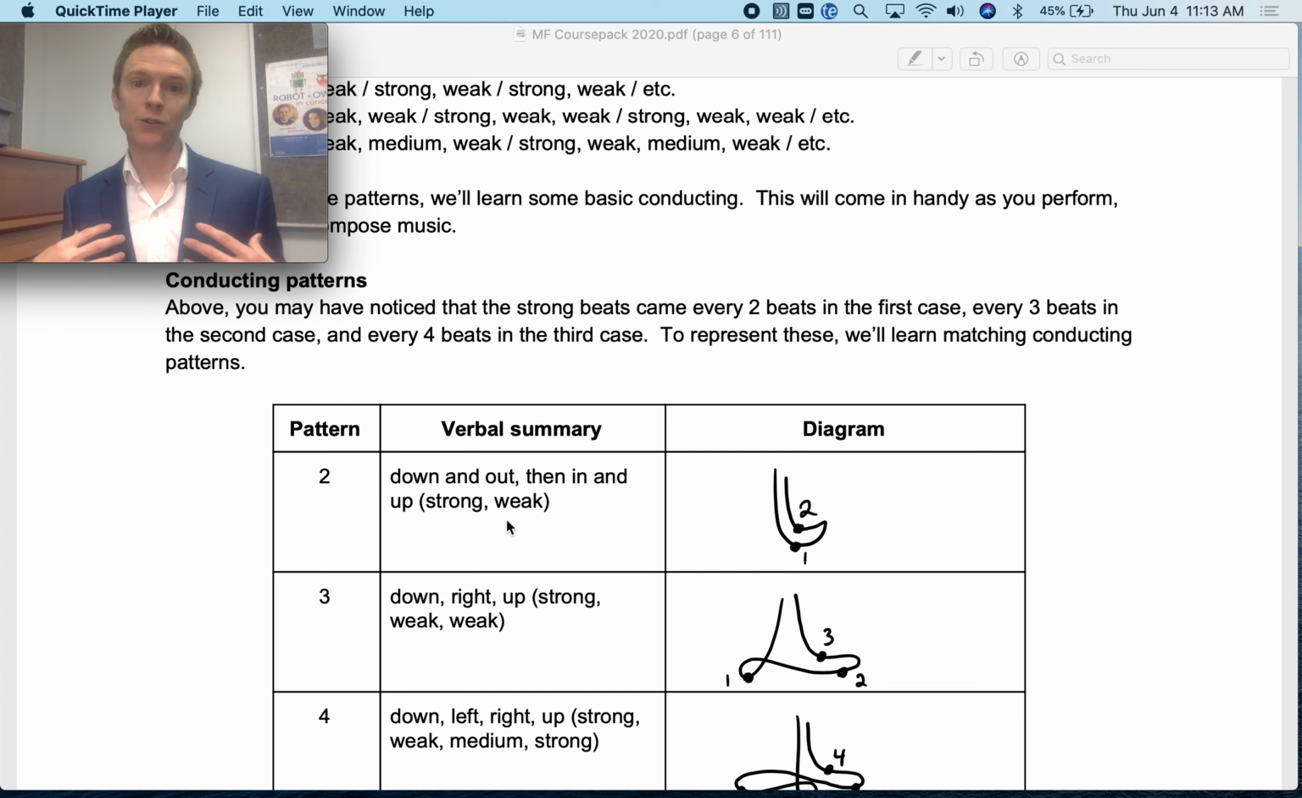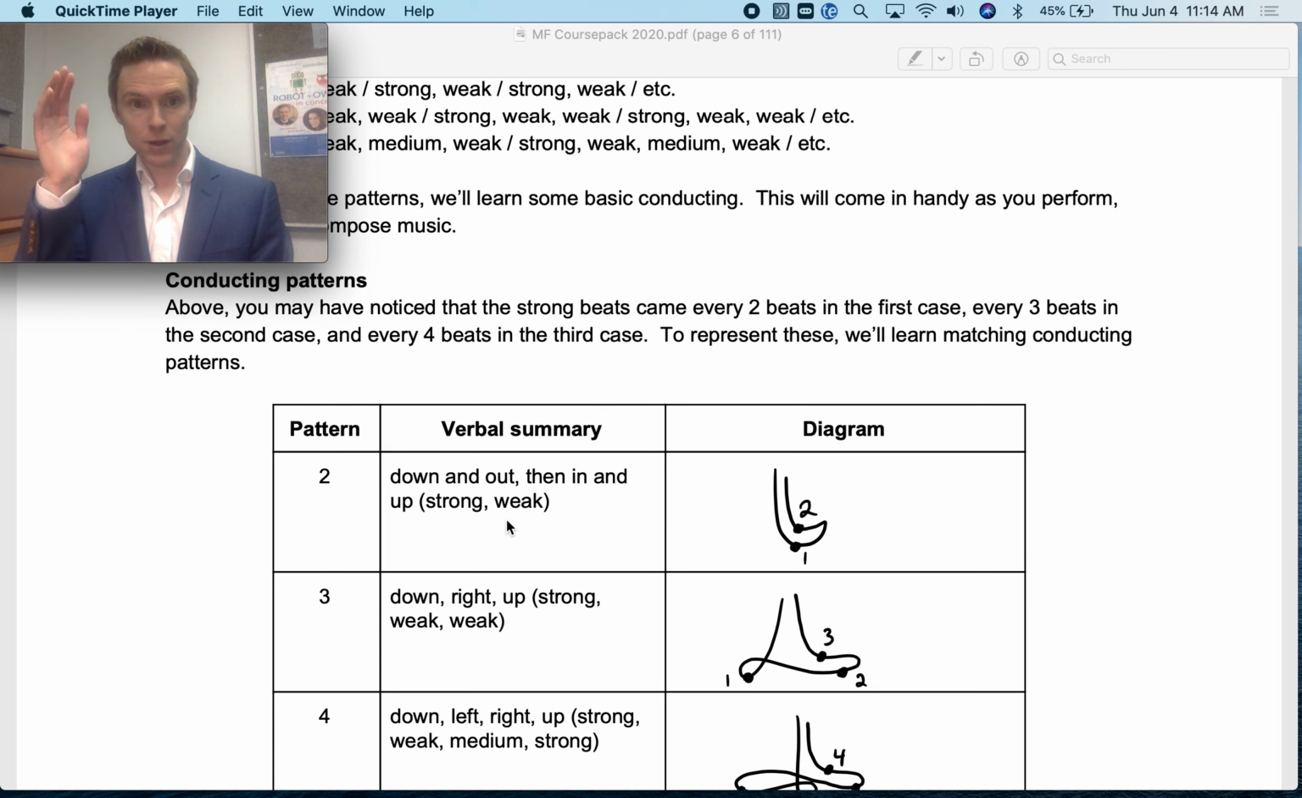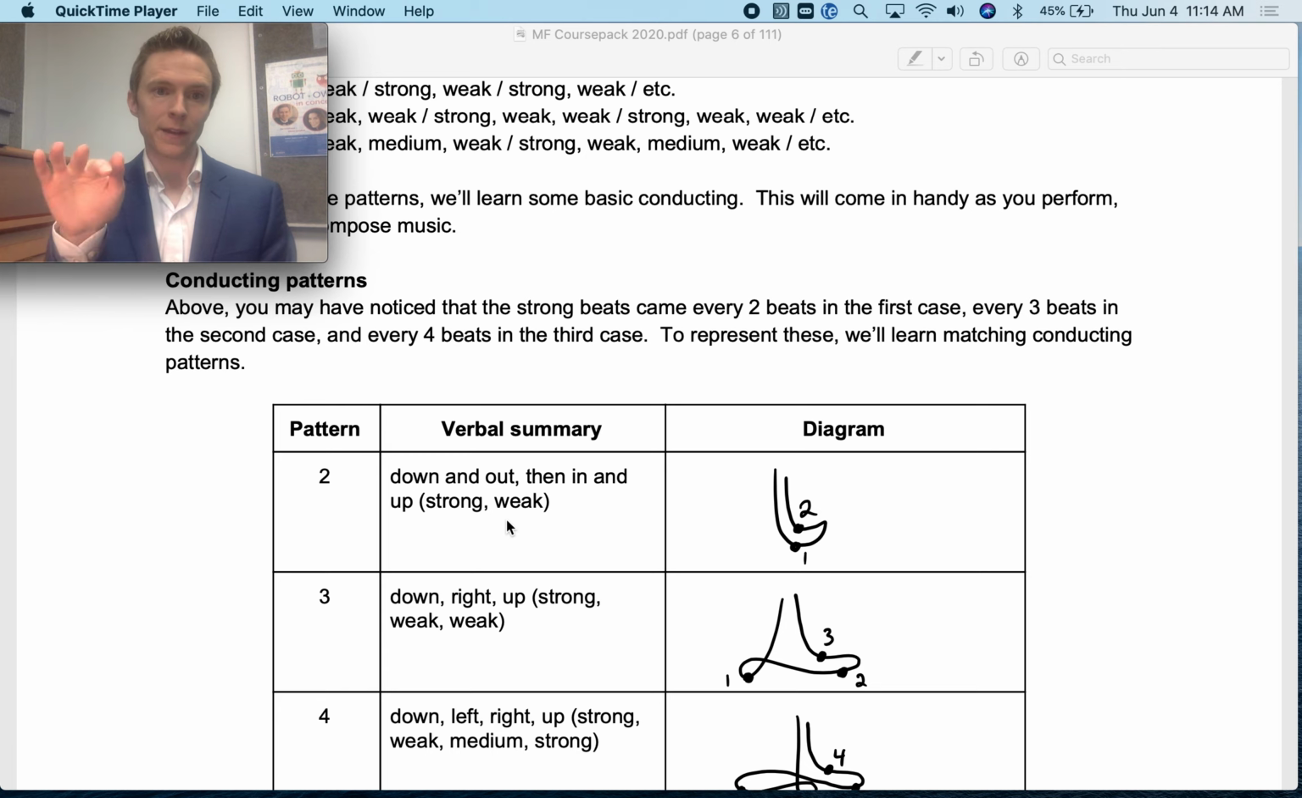So just know that what I'm doing is correct from my perspective, and then yours will be from your perspective. So here it goes. Here's the 2 pattern. So 1, 2. Let me see if I can get in the camera better. 1, 2, 1, 2, 1, 2, 1, 2.